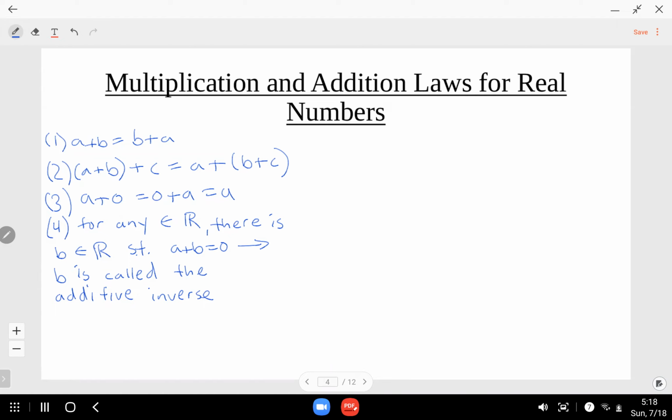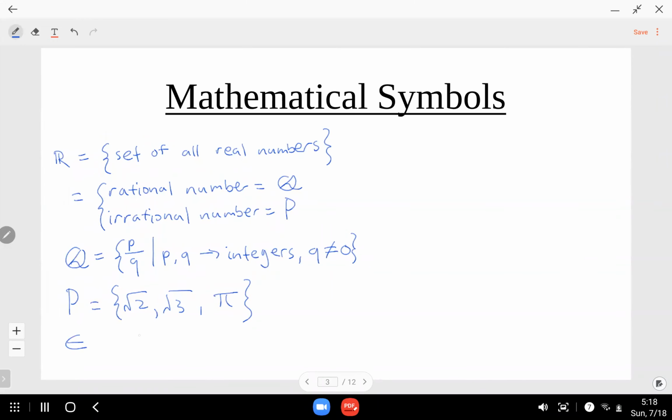Do you have any questions before I go to the multiplication laws? Also, if you're wondering, this symbol means an element of. So basically, if 3 is a real number, then 3 is an element of the set of real numbers. So that's how we use that.